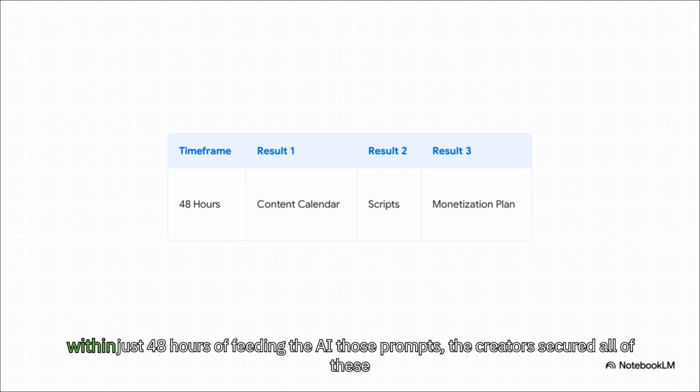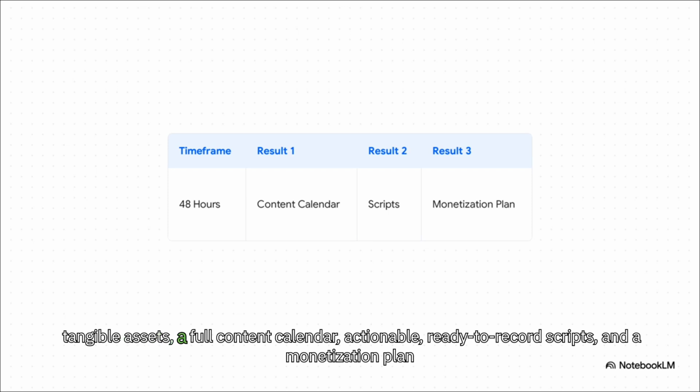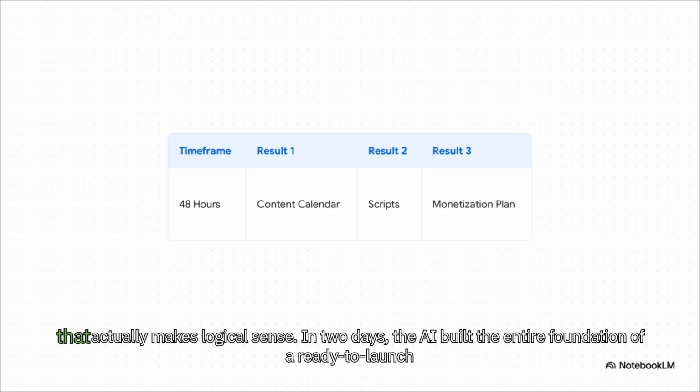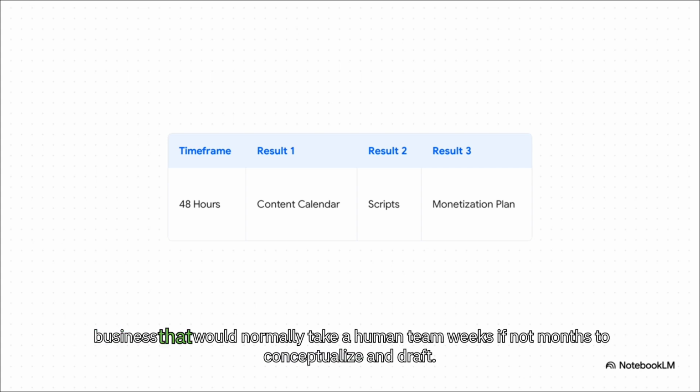The source reveals that within just 48 hours of feeding the AI those prompts, the creators secured all of these tangible assets: a full content calendar, actionable, ready-to-record scripts, and a monetization plan that actually makes logical sense. In 2 days, the AI built the entire foundation of a ready-to-launch business that would normally take a human team weeks, if not months, to conceptualize and draft.